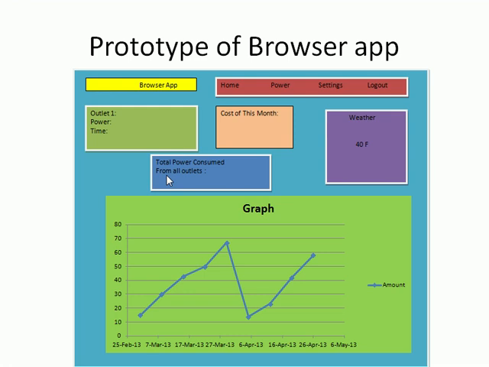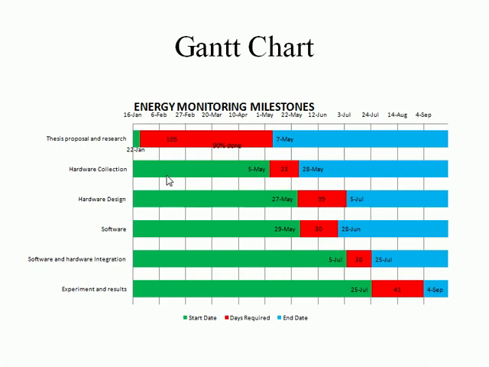And it will tell us, by calculating all the outlets, how much cost it will be for this month. And then the next one is the total power. And then the graph helps us to keep an eye on the cost we are spending on the power. Like we can see right here, we can just see 2 months of the amount. And this is the Gantt chart.